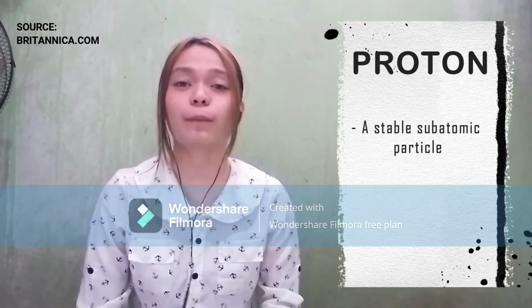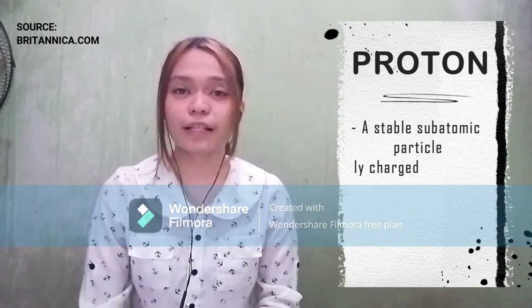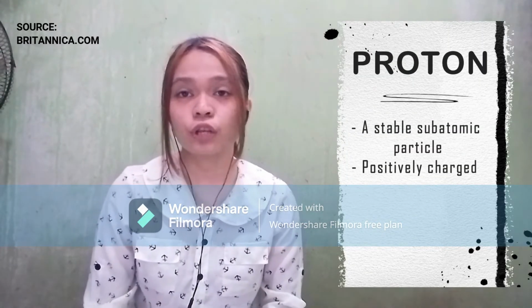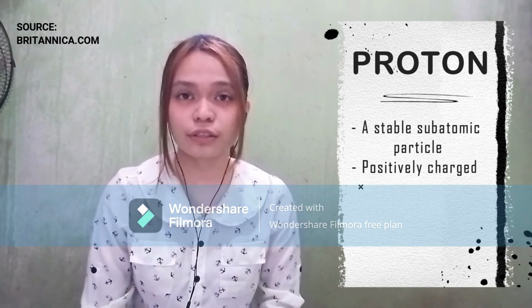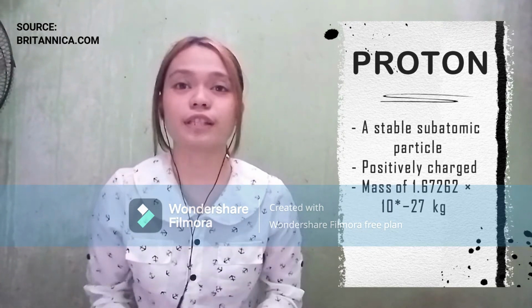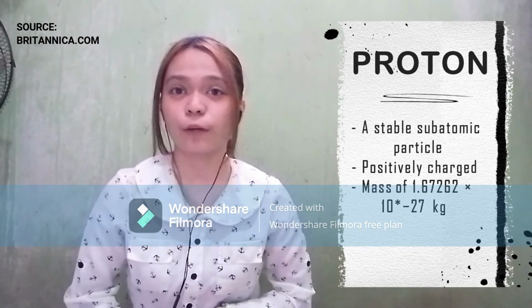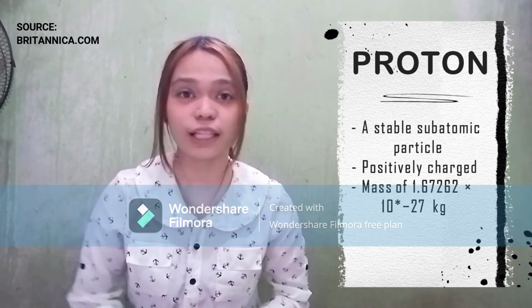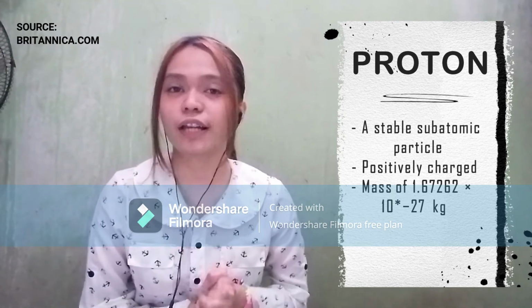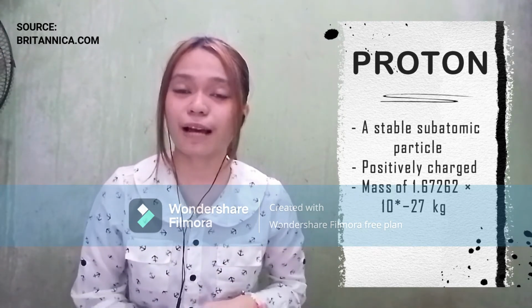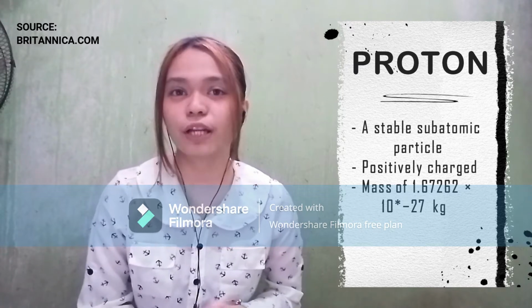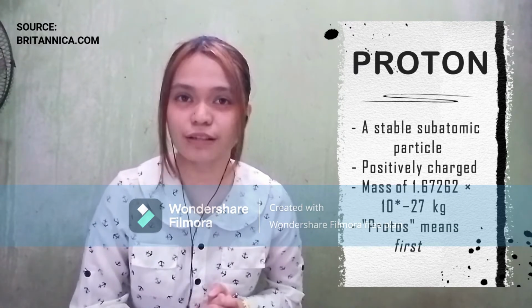A proton is a stable subatomic particle that has a positive charge equal in magnitude to a unit of electron charge and a rest mass of 1.67262 times 10 raised to the power of negative 27 kilograms, which is 1,836 times the mass of an electron. It came from the Greek word protos, which means first.